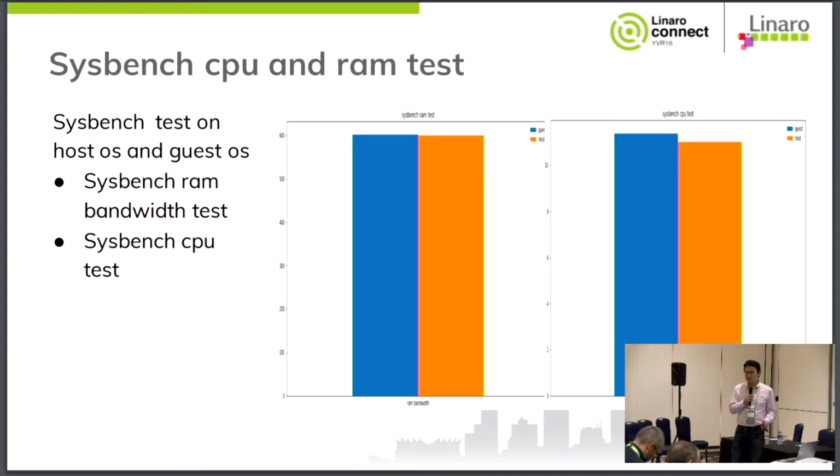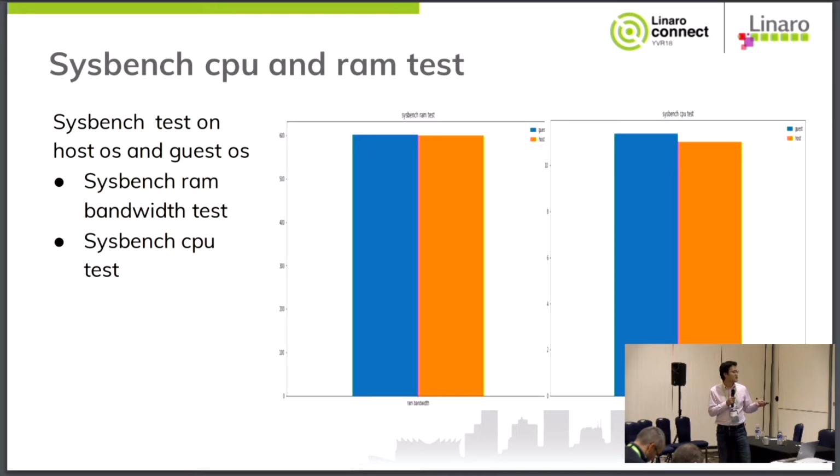I did some rough tests based on Sysbench, like a RAM bandwidth test, a CPU test, and a file I/O test. And we can visualize the test result in the LISA notebook. We can see the result. Maybe the font is too small. The right is the Sysbench RAM test. We can find the blue bar is the guest OS, and the orange is the host OS.